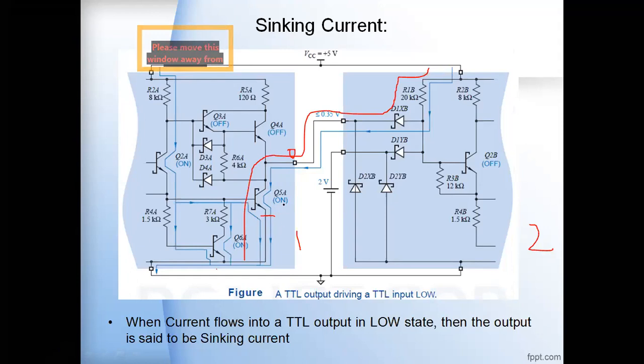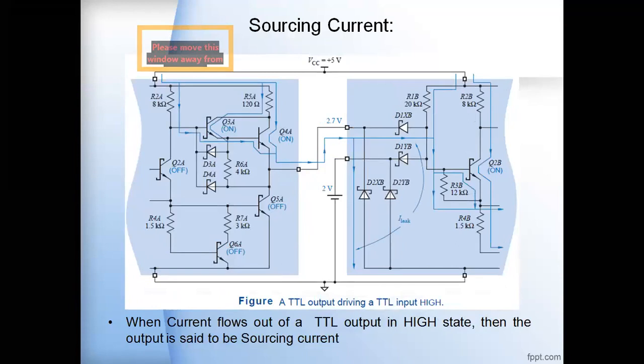The current is flowing into the transistor output. So when the current flows into the TTL output in low state, then the current is said to be the sinking current. Which means that the current flows into the output of the circuit, resulting in pulling down the output voltage to the logic 0 state. In the similar case, you can take the sourcing current.